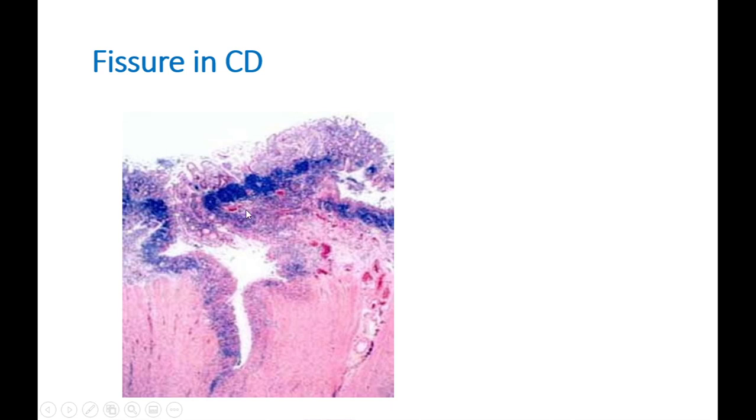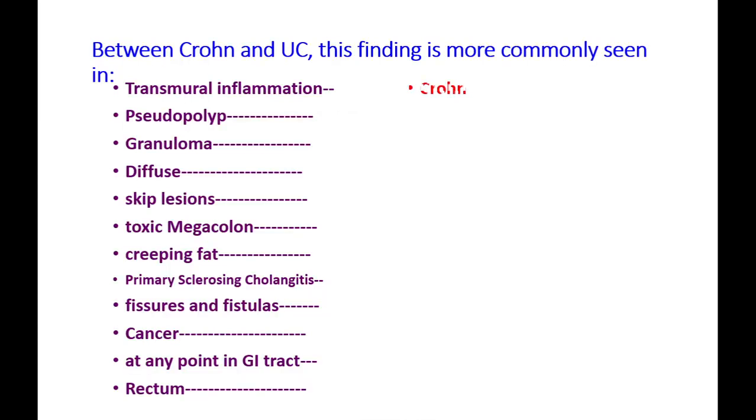disease is an elongated or longitudinal cleft starting from the mucosa deep to the muscle coat, or it can even penetrate the serosa, forming a fistula with a fistular tract with another epithelial surface. Some comparison or some findings between Crohn's and ulcerative colitis.